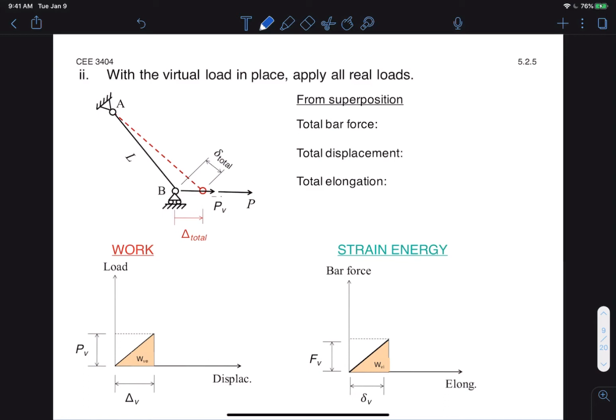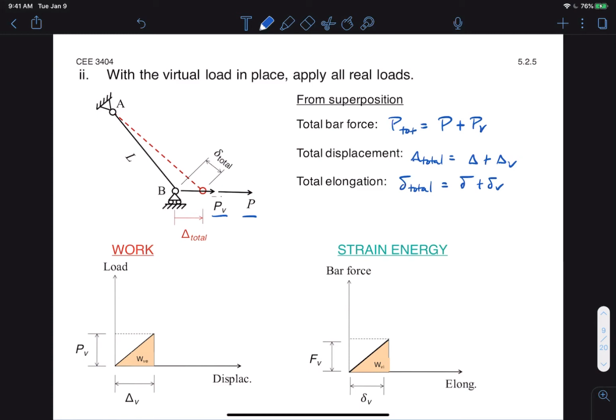Okay, so now here's where it gets interesting. With the virtual load in place, we apply the real loads on top of that. So notice how we have both P sub V and P being applied to our system. And from the principle of superposition, which says that for linear elastic systems, you can add the effects of both together to get the total effects, we know that the total external force, P total, is equal to P plus P sub V. The total displacement delta total is equal to big delta plus delta sub V, and the total elongation is the sum of the elongations of both the virtual and the real system.